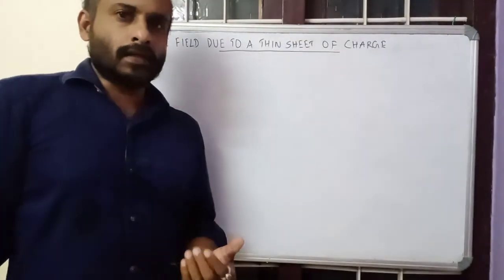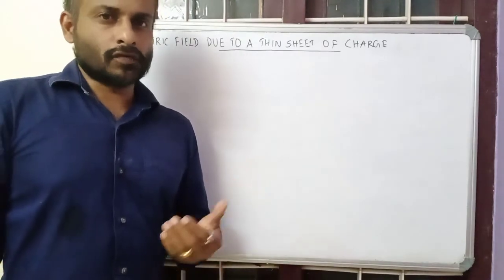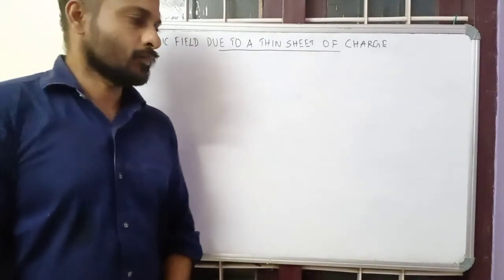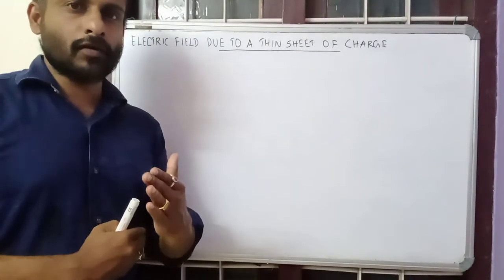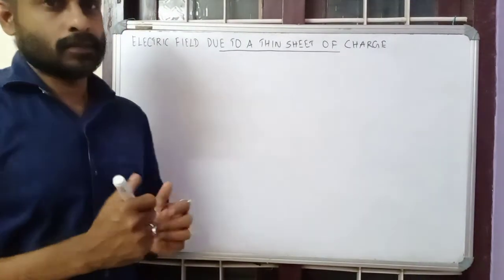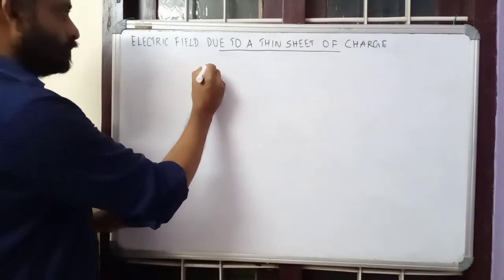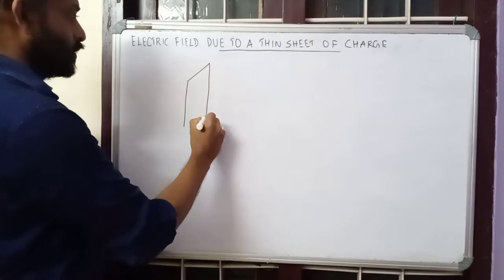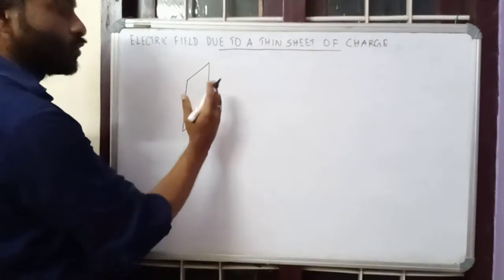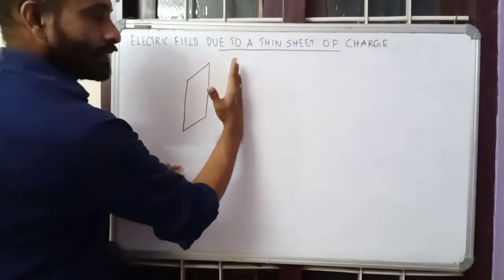Today we are going to see the electric field due to a thin sheet of charge having infinite size. For a thin sheet of charge, if it's a plane sheet, the electric field will be perpendicular to the sheet. So let us see the diagram. I have drawn a thin sheet of charge which is placed perpendicular to the board. So the sheet is placed like this.